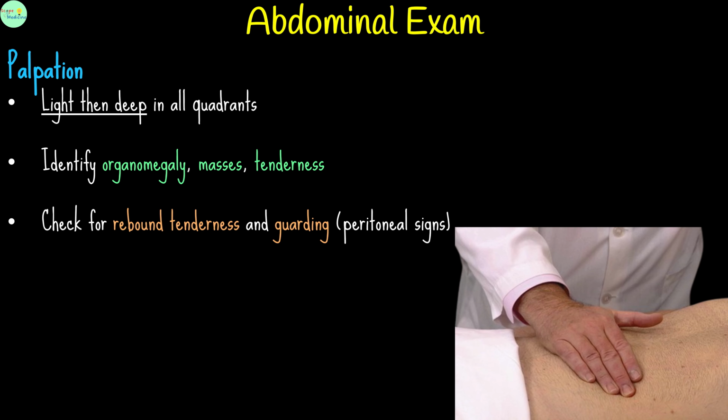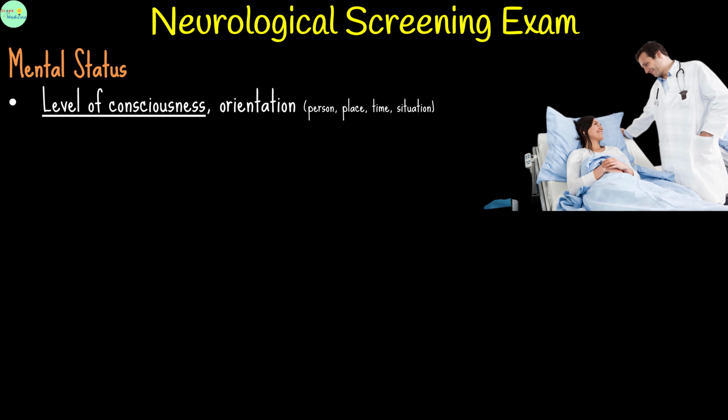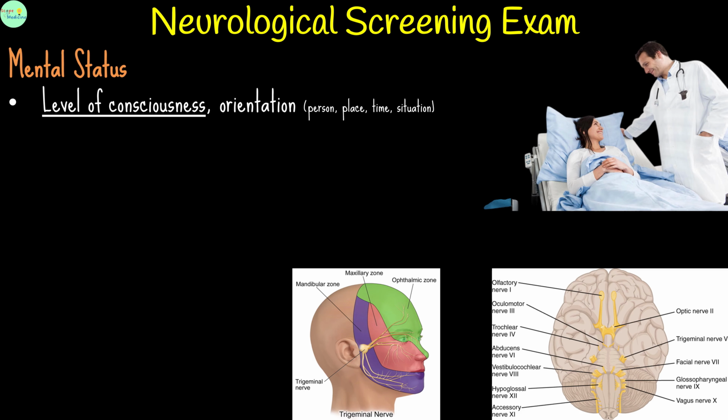Check for pain when you quickly release pressure, called rebound tenderness, and for involuntary tightening of the abdominal muscles, or guarding. Conduct a screening neurological exam. Start with mental status. Confirm the patient is alert and oriented to who they are, where they are, the time, and their situation. Perform a brief check of the cranial nerves.